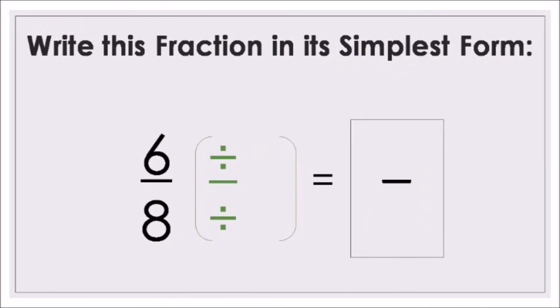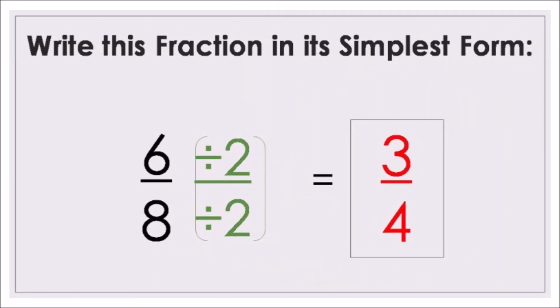Here's one for you to do. Write this fraction in the simplest form. What can you divide 6 and 8 by? And then give me the answer. So in effect you're doing equivalent fractions. Right, 6/8, the common factor would be 2. So divide 6 by 2, you get 3. Divide 8 by 2, you get 4. So 6/8 is equal to 3/4.